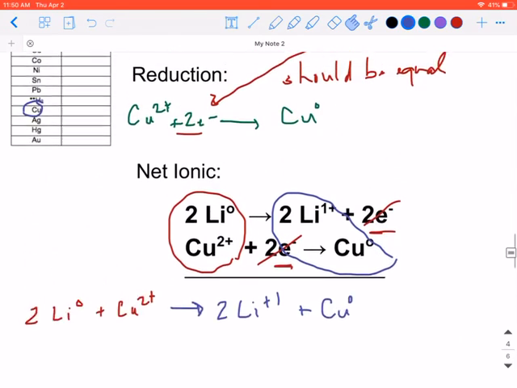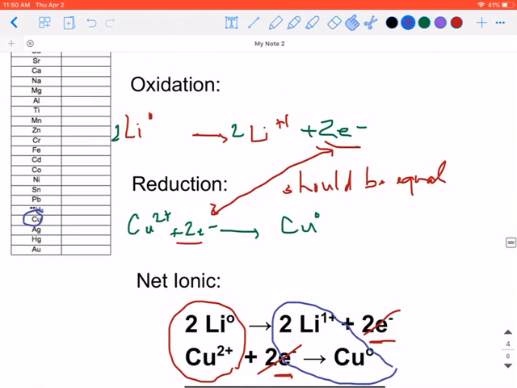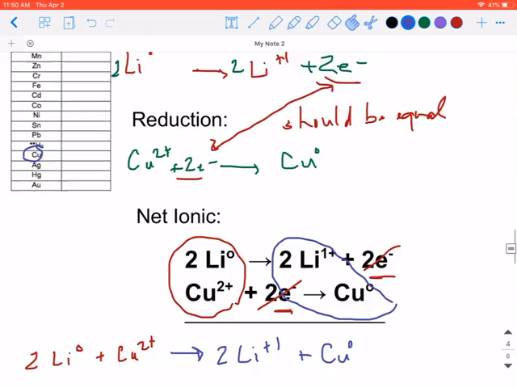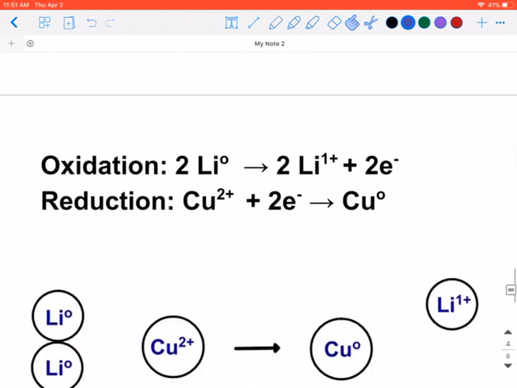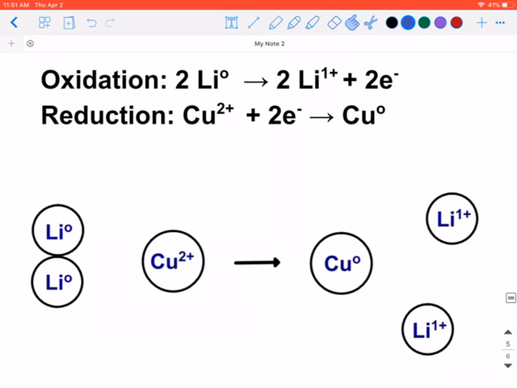We can write these half reactions all day, but if you don't truly understand what's happening, then there's no point. You're not getting the purpose of this reaction. So if I look at my oxidation and reduction half reactions and put it in a model for you all, you can see here, to start, I have 2 neutral lithium atoms and only 1 copper 2+ ion, which is what I have shown on this side here.